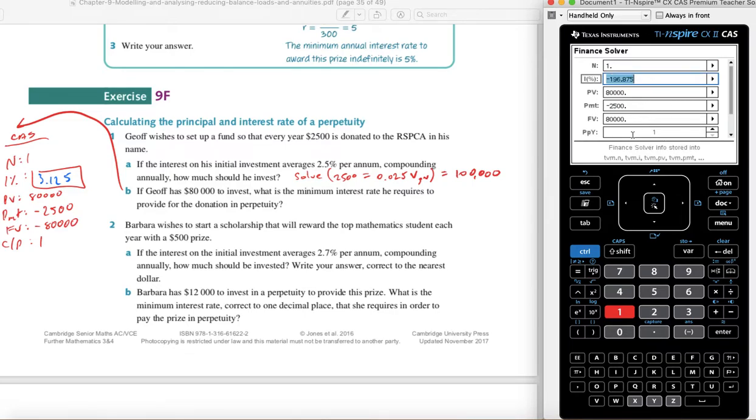Oops, what have I done wrong there? Oh, look at this. If you see a number like that, I just forgot to put a negative symbol in front of the 80,000, because remember, one has to be positive, one has to be negative. Go back up to the interest rate. 3.125%. So he has to negotiate with his bank an interest rate of 3.125% if he's only got 80 grand and he wants 2,500 per payment.